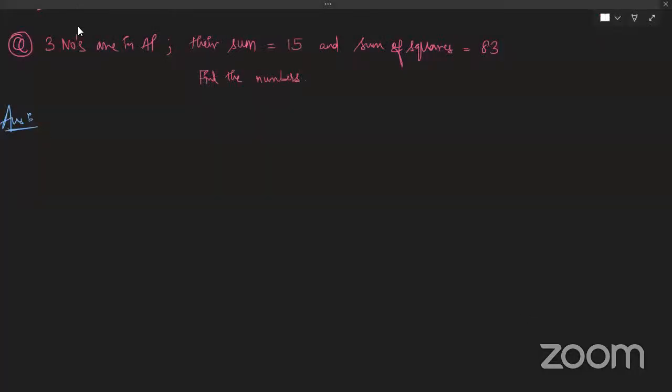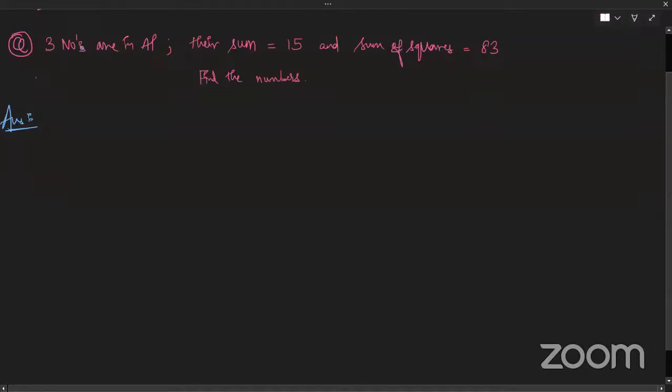So, just starting today's class with a very small problem. You are able to see the problem on your screen, right? Yes, sir. Okay. So, I have three numbers that are in AP, arithmetic progression. The sum of the numbers is 15 and the sum of squares of the numbers is 83. So I need you to find the numbers.